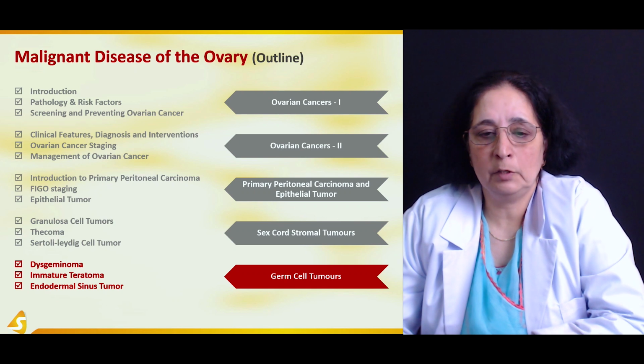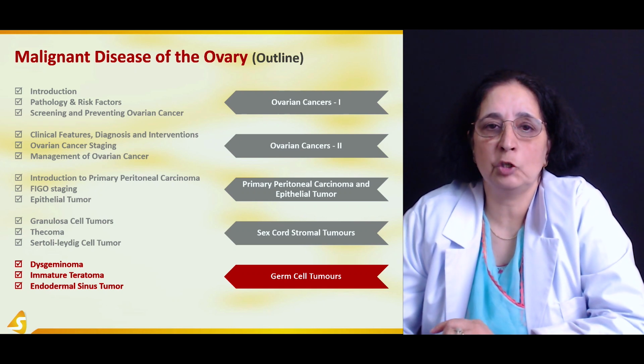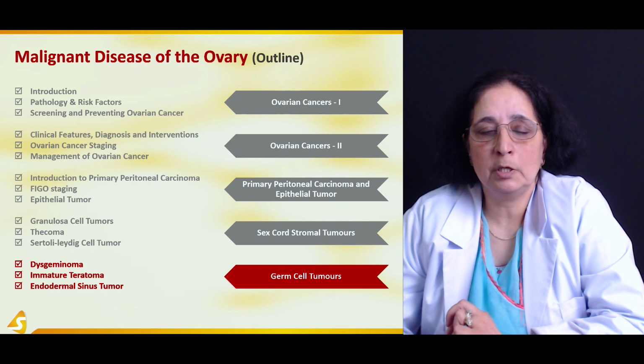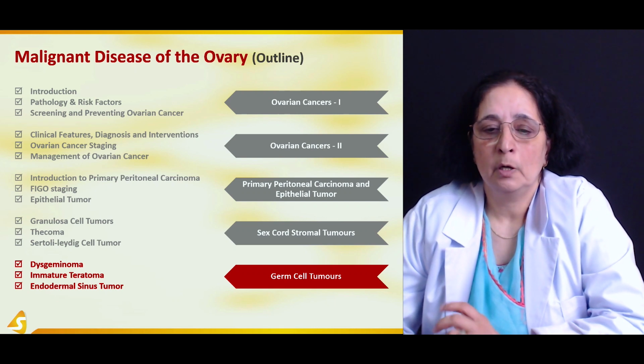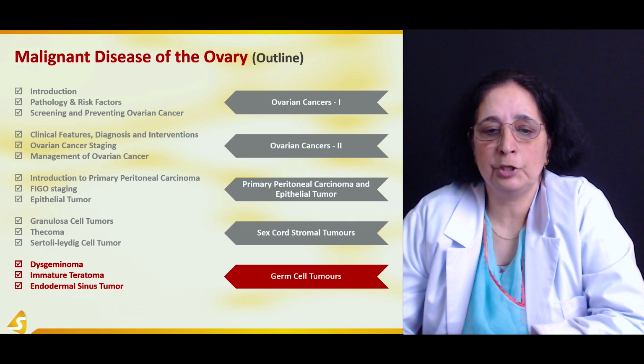So that was about dysgerminomas, immature teratoma, and endodermal sinus tumor, which are the 3 types of germ cell tumors.